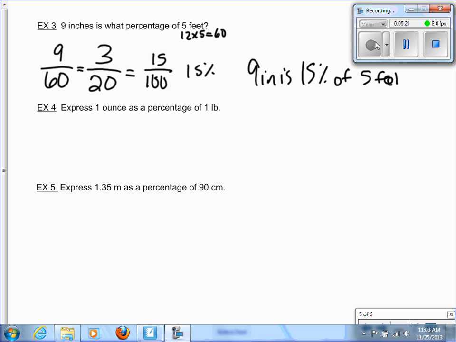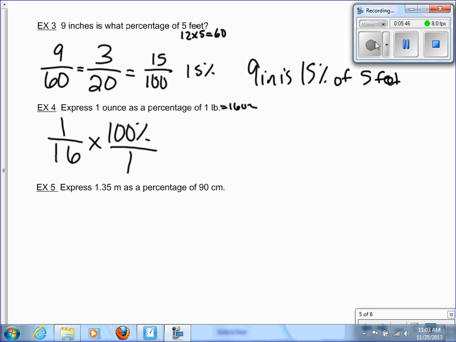Good. Malik, I want you to tell me how to set up example 4. Okay. So express 1 ounce as a percentage of 1 pound. You'd have to take 1 pound as 16 ounces. So then it would be 1/16 times 100 over 1. Okay, stop there. Times 100 over 1. It's because we're finding 1/16 of 100%.